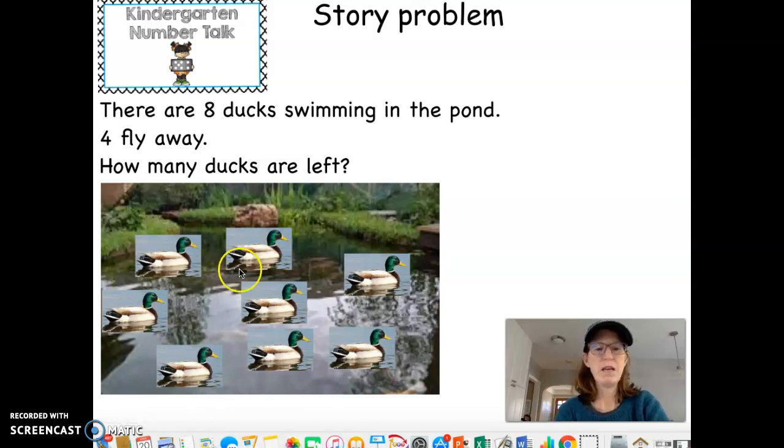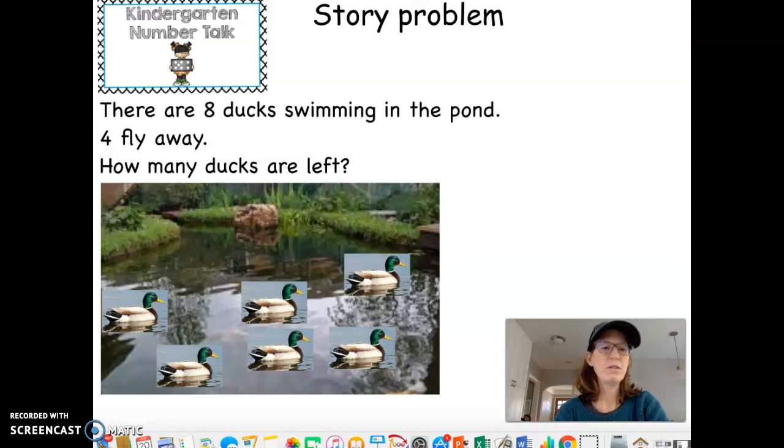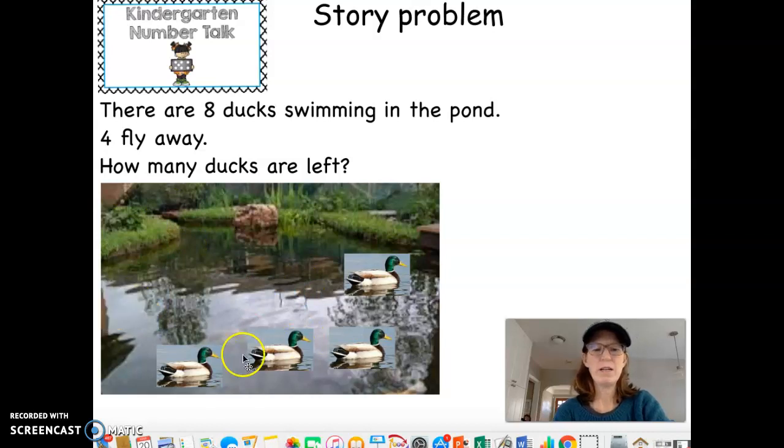We started with 8, 4 fly away. I'm going to put 4 over here. 1, 2, 3, 4. Those ducks flew away. Now I can see that there are 1, 2, 3, 4 ducks still swimming in the pond. So the answer to my question is there are 4 ducks left in the pond.